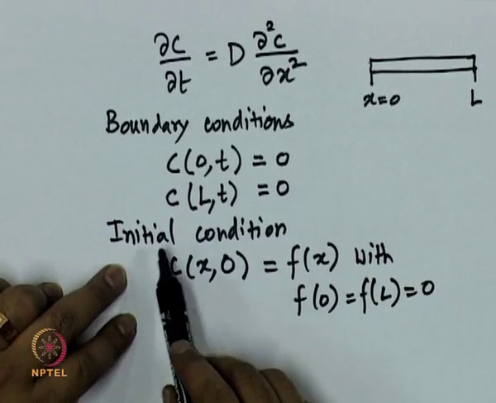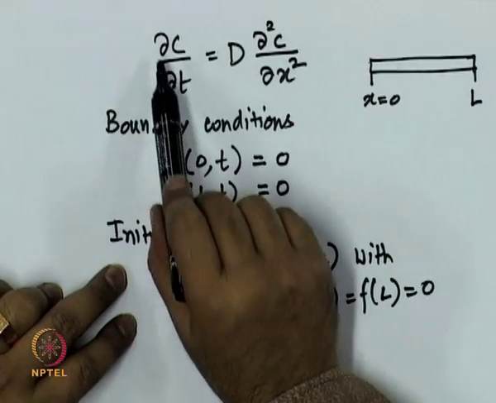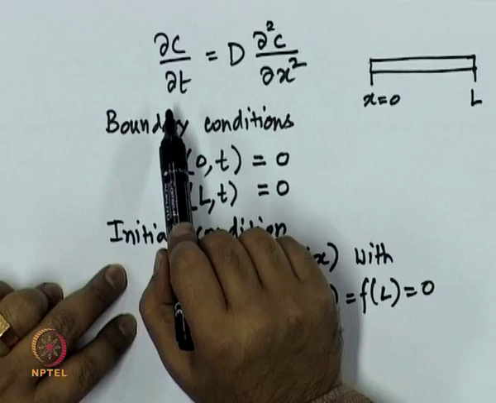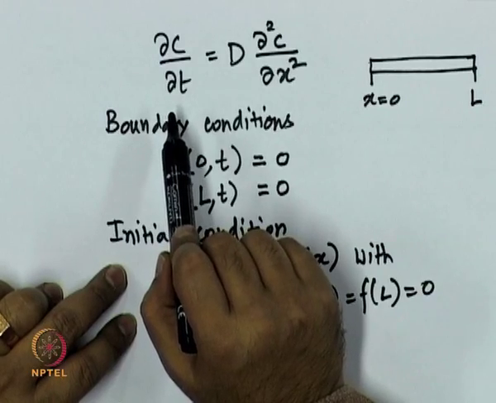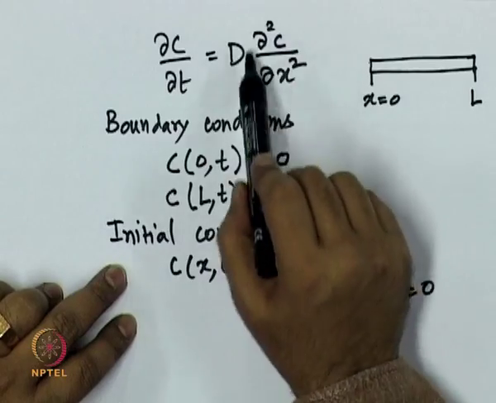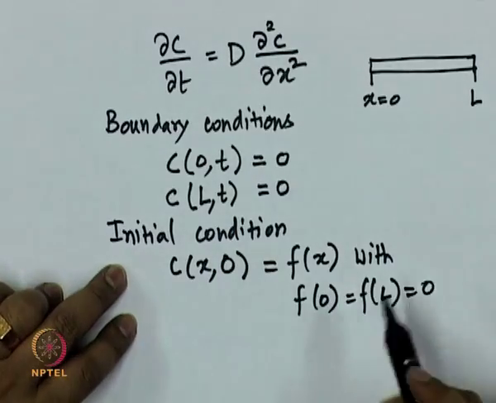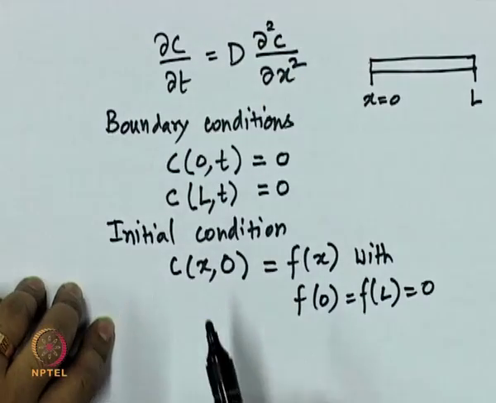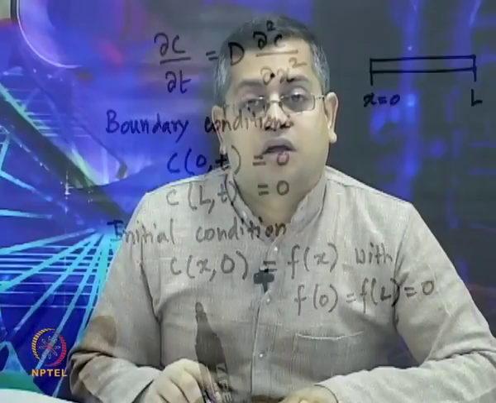So, this is the initial condition, this is the boundary condition. One initial condition because one time derivative, again you will see why this is needed when we solve this equation numerically, but two boundary conditions because we have a second derivative here. Now, the problem is completely defined and we will be able to solve the equation.